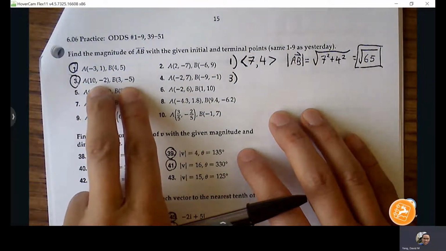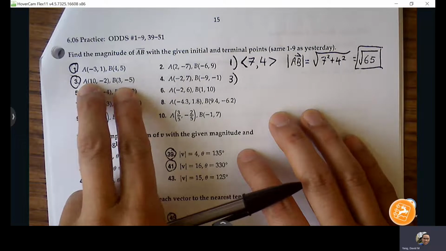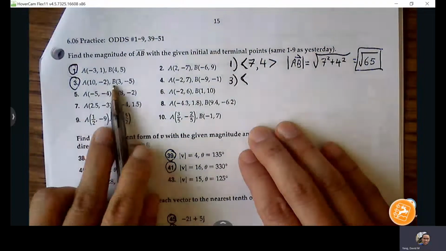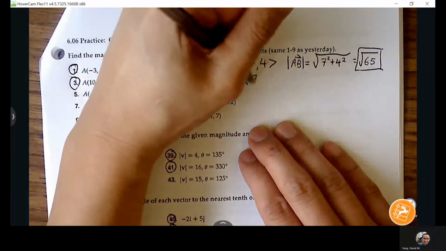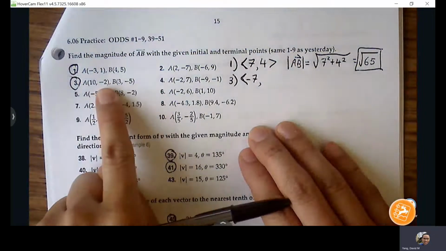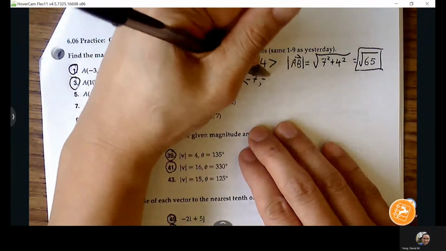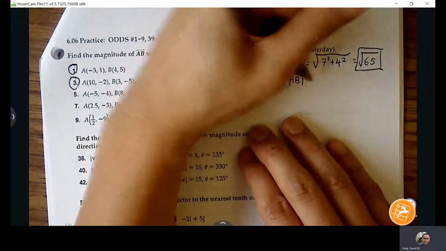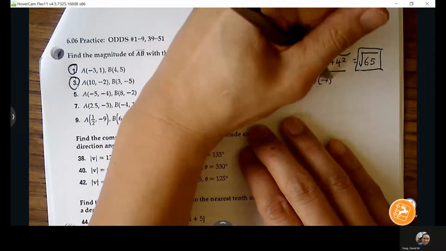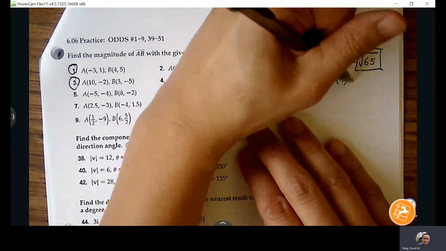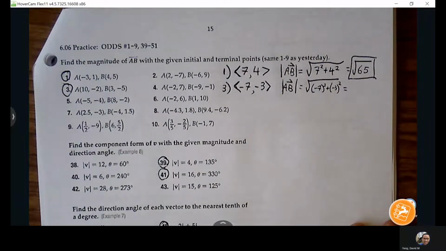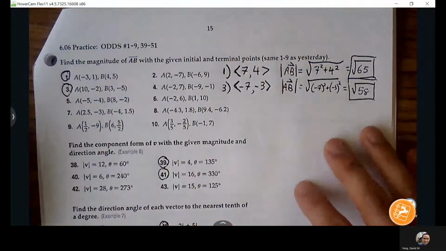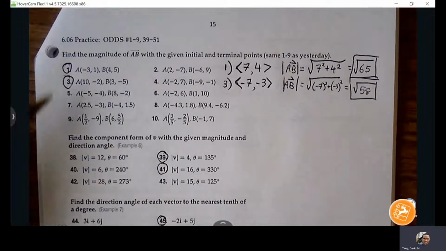Okay, ordered pairs. Let's get it into component form first. X2 minus x1 and y2 minus y1. 3 minus 10. -5 minus -2. 49 plus 9, 58. Okay, we can finish the rest of the odds tomorrow.